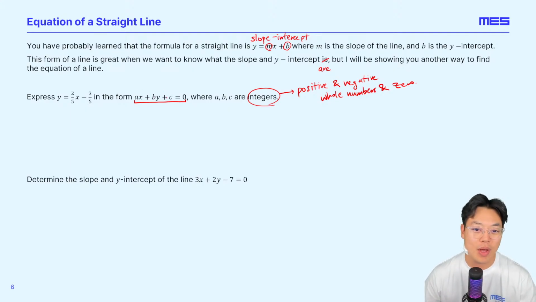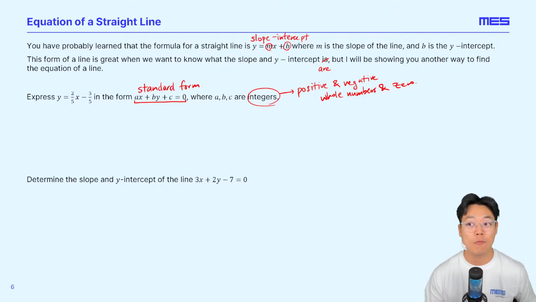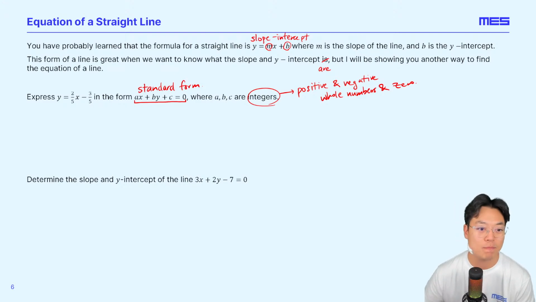So ax plus by plus c, a, b, c are all integers. They have to be whole numbers, cannot be fractions, cannot be decimals. That's the key here. This form is called standard form. Standard form. And whenever we have standard form, it's really easy to find either of the intercepts, x or y intercepts. So express y equals 2/5 x minus 3/5 in this standard form.